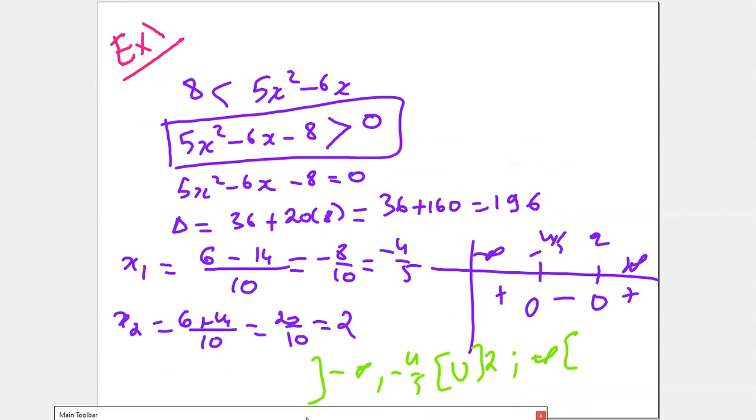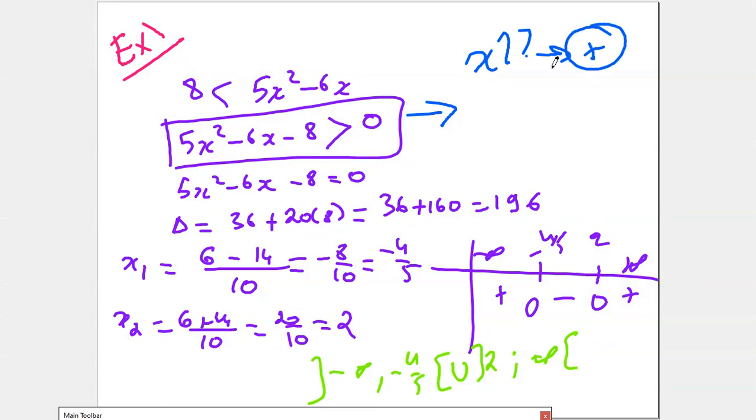Let's do an example. If I want to solve this inequality, I need first to take everything to one side. So I will have 5x squared minus 6x minus 8 bigger than 0. So I want to see for which values of x the answer is positive. It means I want to do the table of signs. To be able to do the table of signs, I need to find the roots first. So you need to solve it equal to 0. I don't mention the method; you can do it by delta.